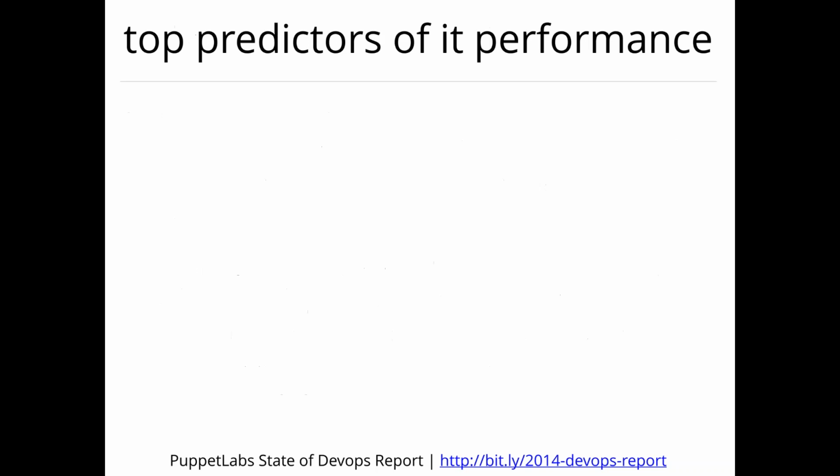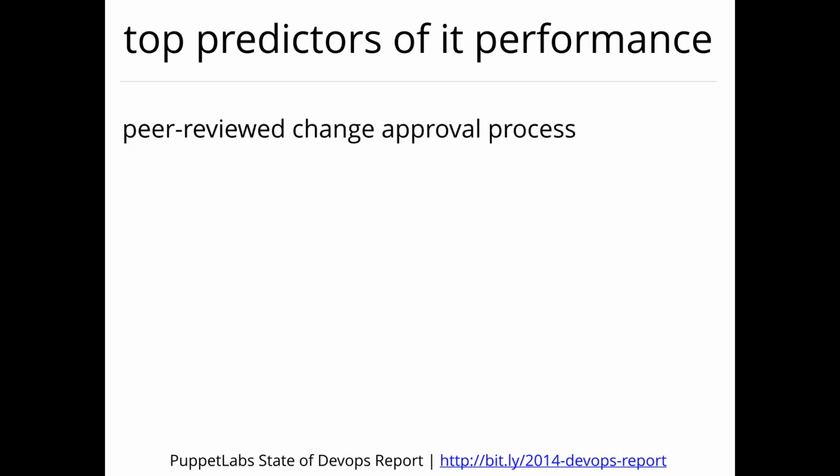In terms of what predicts IT performance, surprisingly, the biggest predictor of IT performance was having a peer-reviewed change approval process. And what this means is, rather than having a separate body that approves changes to production, we actually have people peer reviewing each other's changes, either through pair programming or through code review or some other mechanism other than having all changes go through a separate change advisory board.